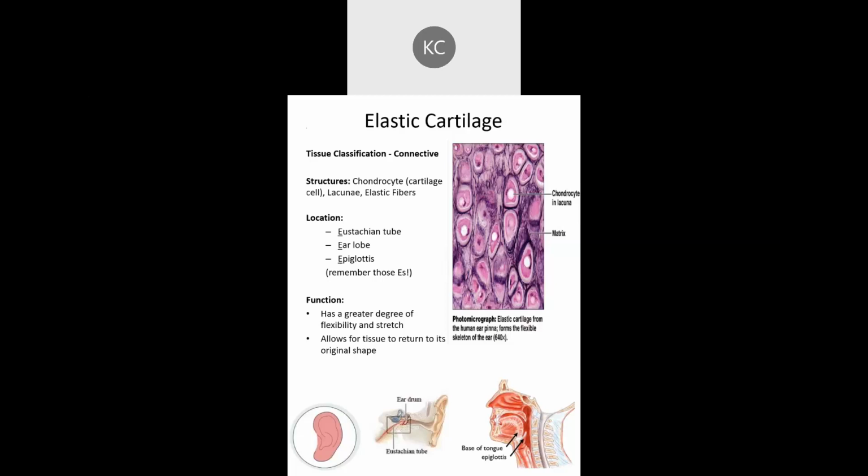Okay, and then we have it in the epiglottis. So the epiglottis is a flap of elastic cartilage that closes off the larynx as we are in the process of swallowing to prevent food, to prevent liquid, or anything else that we ingest from going into the larynx and the trachea and into our lungs when it really needs to be going into the esophagus and then into the stomach.